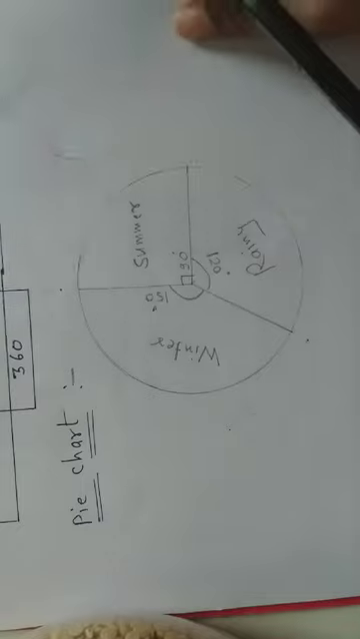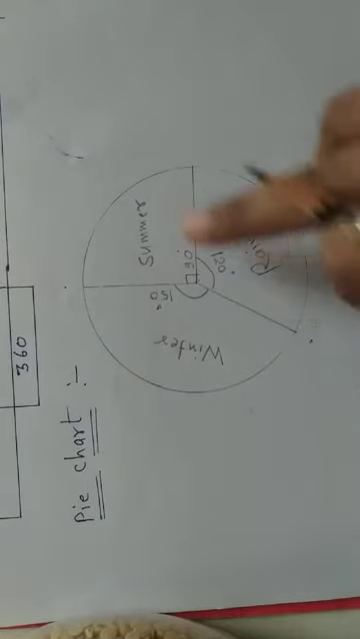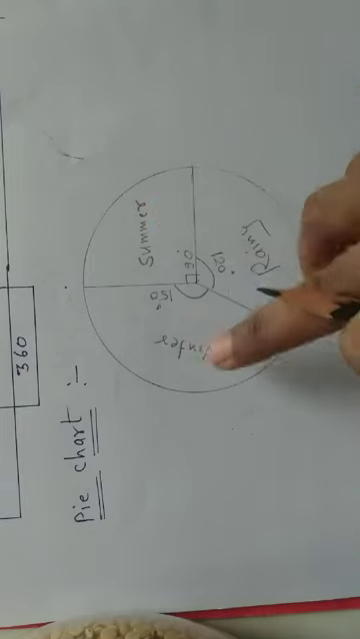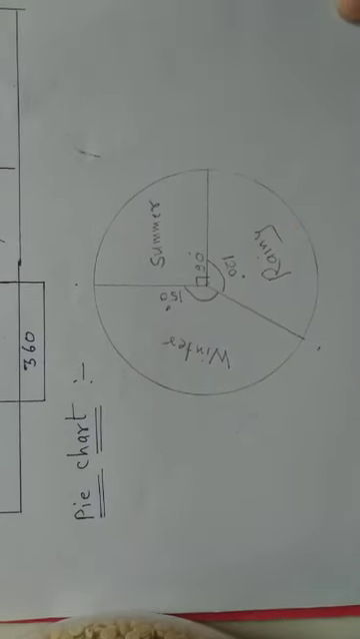Student, you can also color it, you can use a different color for each season. Suppose summer season red, winter season blue, rainy season green. You can fill color also. So in this manner we have to construct a pie chart. I hope you understood this.